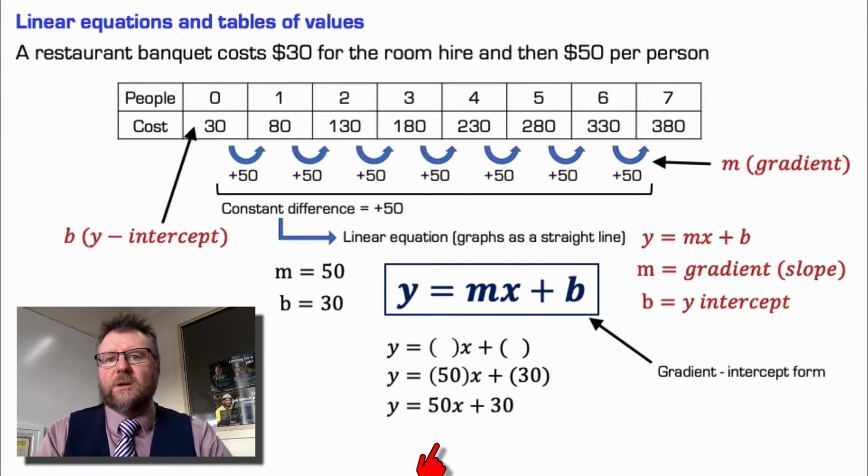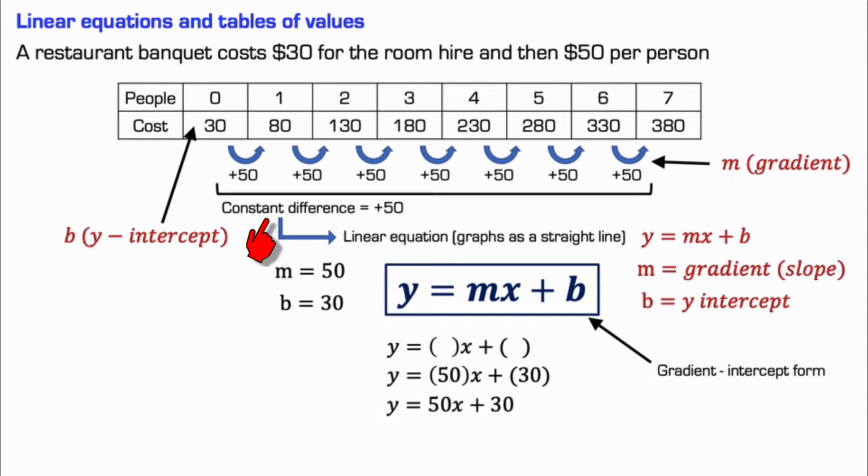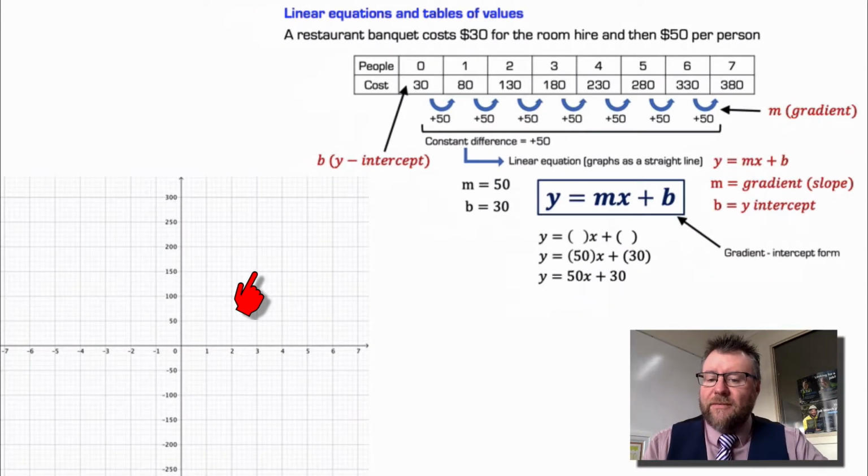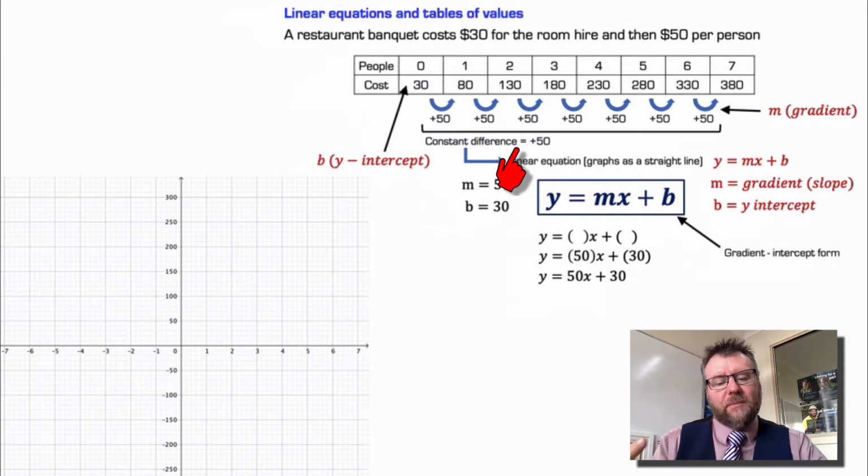Okay, and if I wanted to put 1,000 people into my party, massive party, I wouldn't need to draw out a table of 1,000. I could substitute 1,000 into my x value here, and it would give me my y value, which would be my cost. Let's just take that one more step. I could also graph it. I can look at these pairs of values, 0, 30, 1, 80, 2, 130, and when I've got pairs of that, they actually represent coordinates. So I can now graph them onto a Cartesian plane.